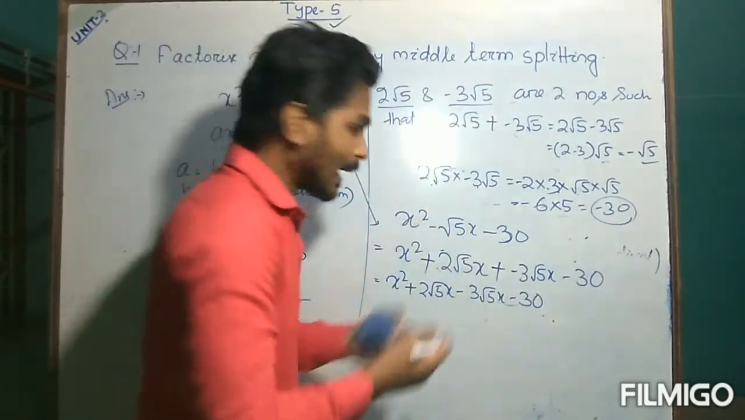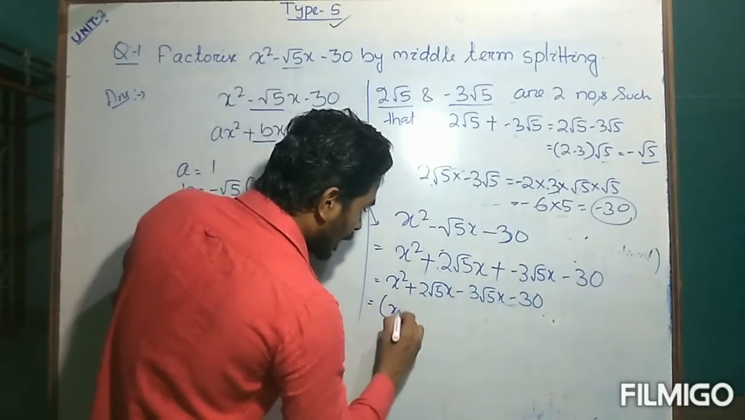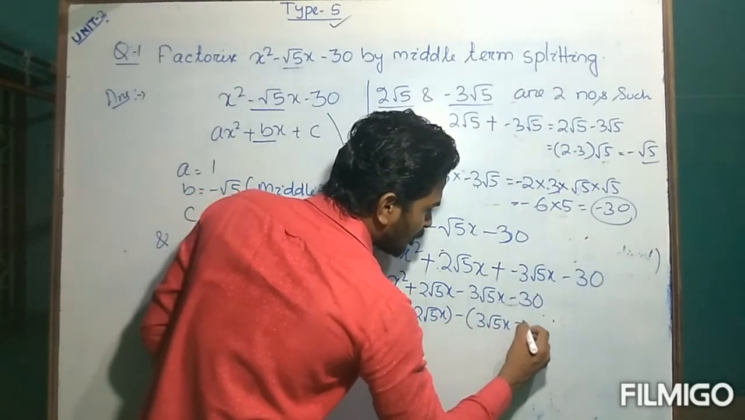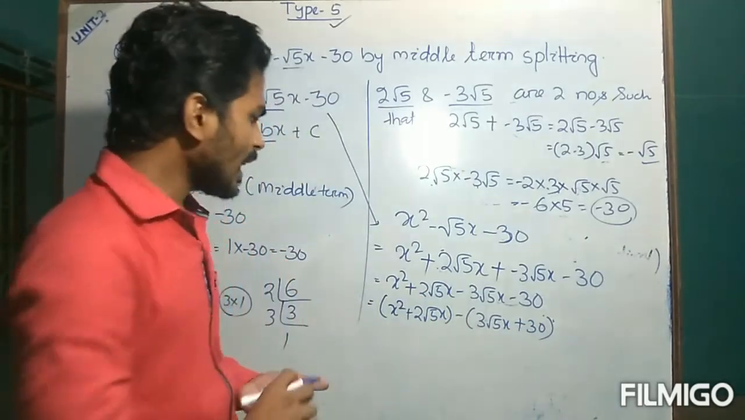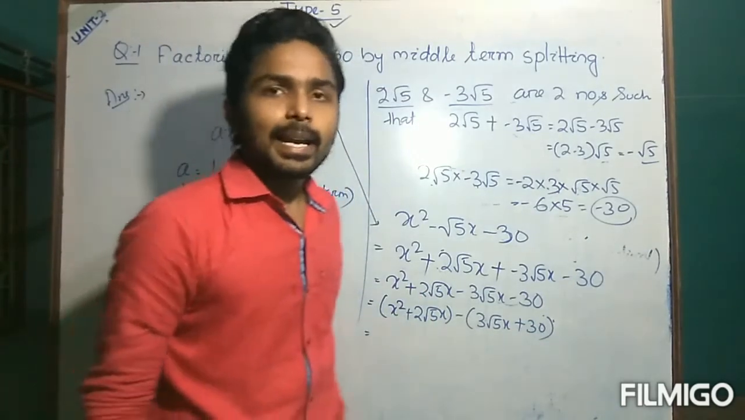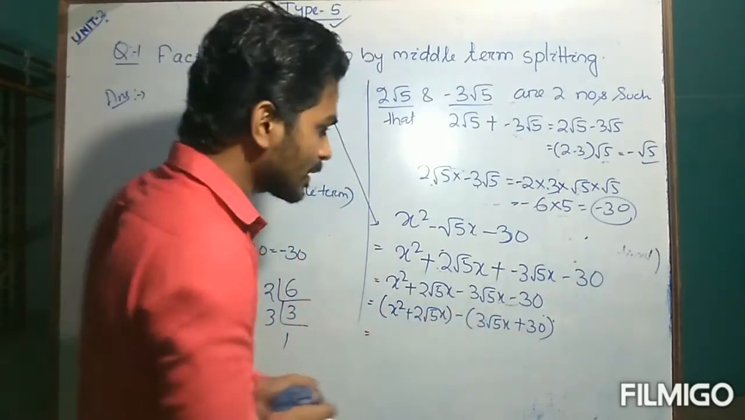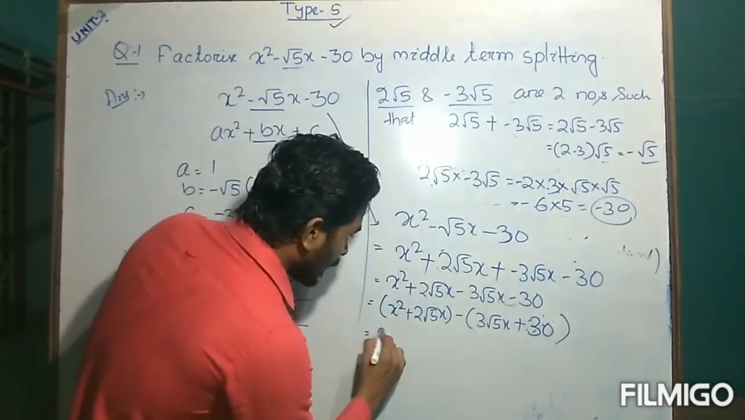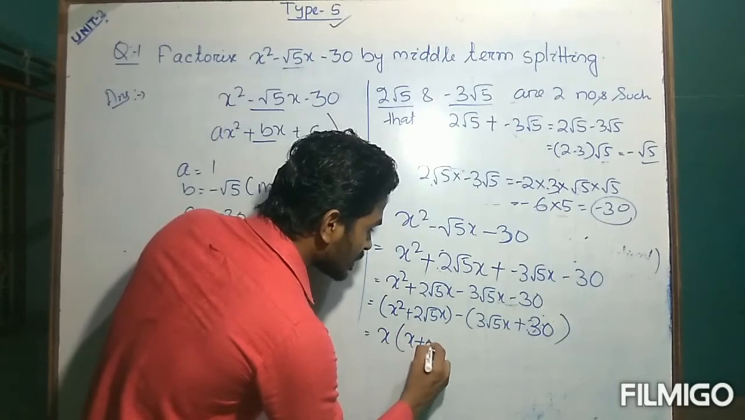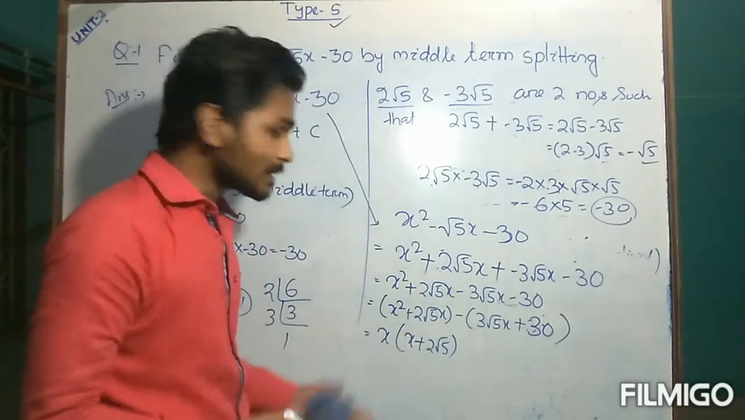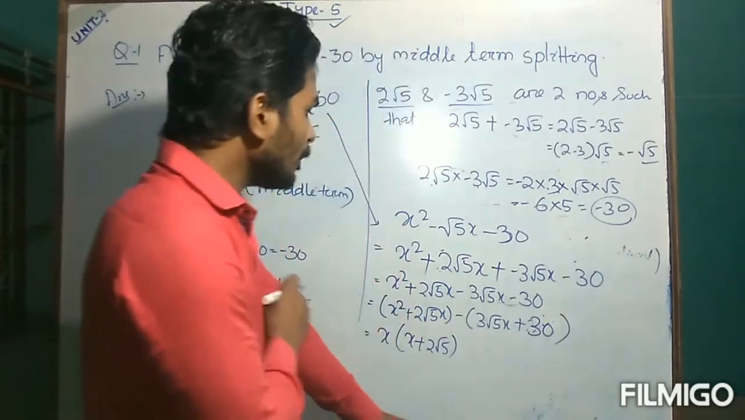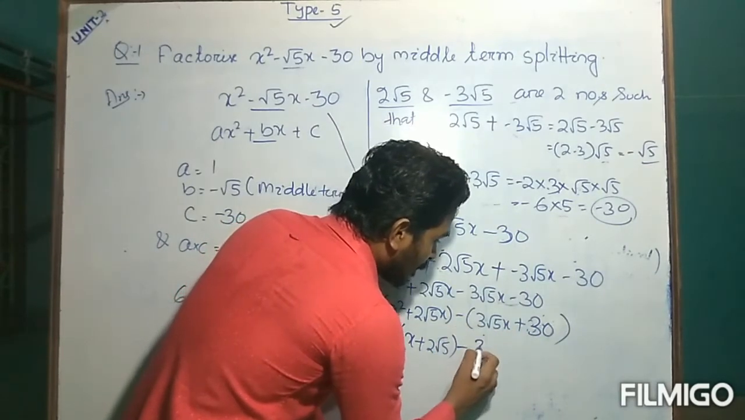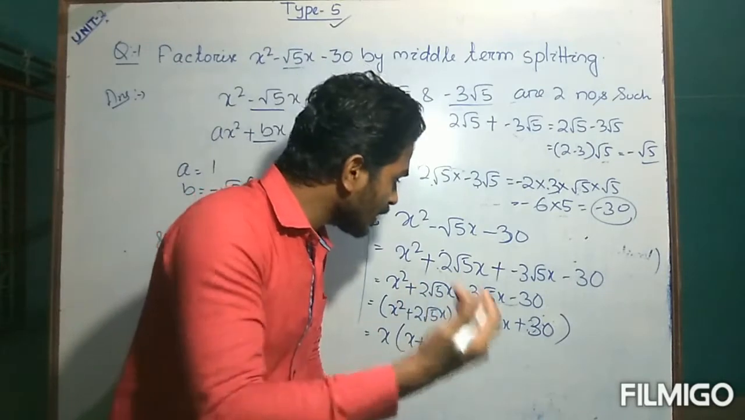Then we need to put brackets over the first two terms and the second two terms. x square plus 2 root 5 x, minus taken as common, 3 root 5 x plus 30. Now we have to take common from these two parts. How? Plus 30. Now x is taken as common from the first two terms. It will be x plus 2 root 5, because there is no number taken as common except x. But in the second part, you see 3 is a number that may be taken into consideration for common.